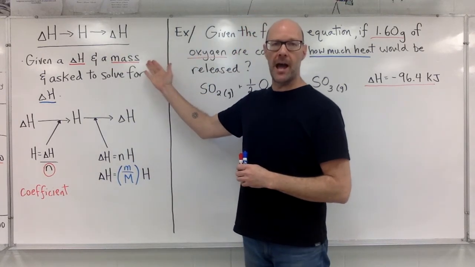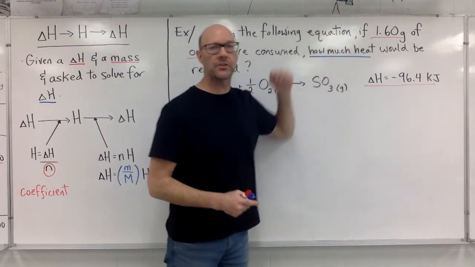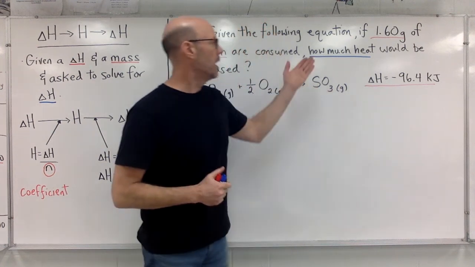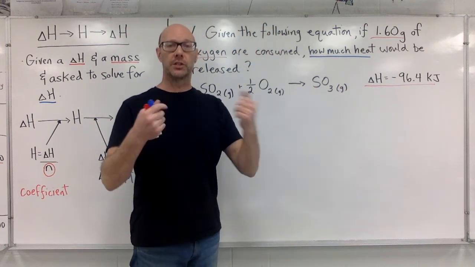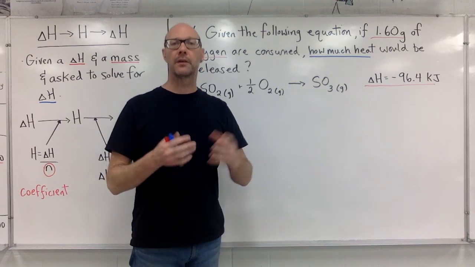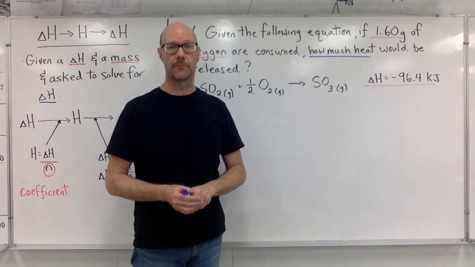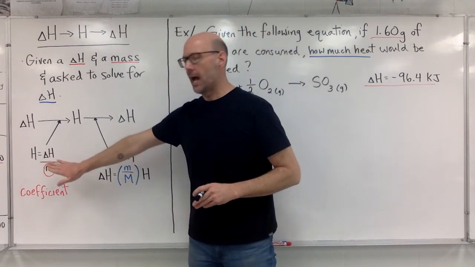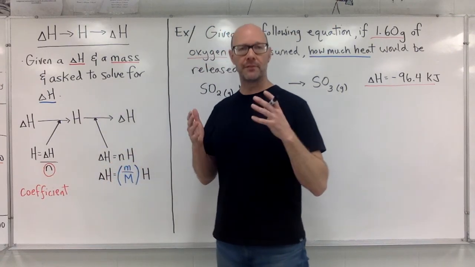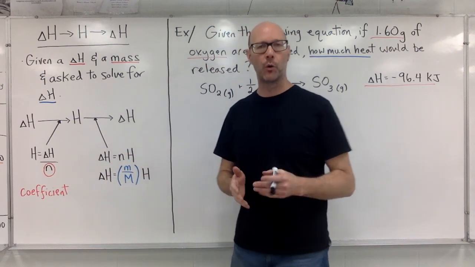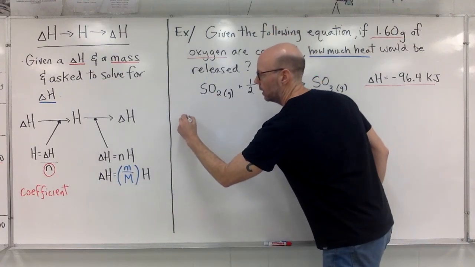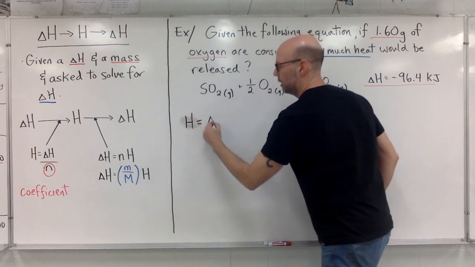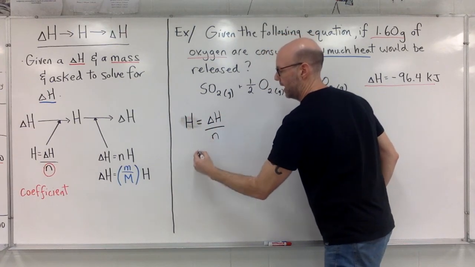Given a delta H and a mass, we're asked for delta H, asked to solve for the enthalpy change, how much heat would be released, how much heat is absorbed, how much heat is liberated, lots of different terminology possibilities. Okay? Let's see what we've got to do. Take the delta H and divide by the coefficient of the chemical we're being asked to focus on. H equals delta H over N.